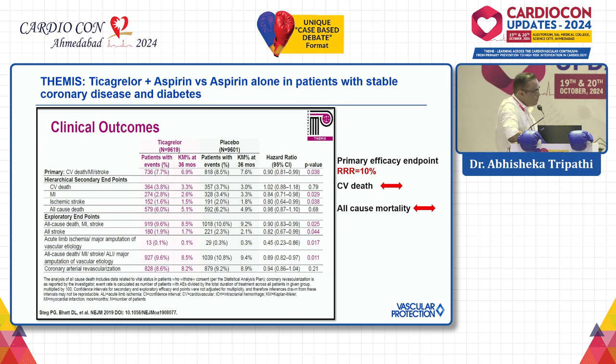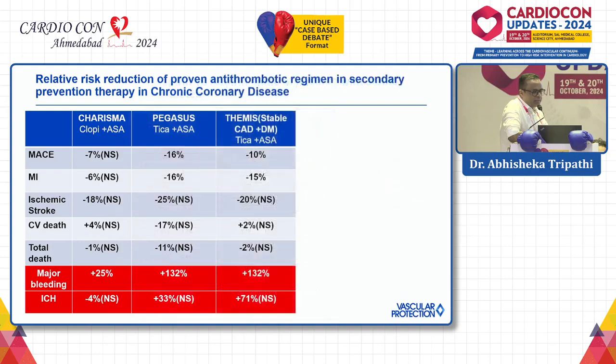You can see all the ischemic endpoints like MI and ischemic stroke are decreased, but for CV death there was no difference, and for all-cause mortality there was no difference. This is definitely because they are giving much more potent antiplatelets compared to aspirin alone, so the ischemic endpoints decreased, but all-cause mortality and CV death were not decreased, and the bleeding was higher in these patients. So, the relative risk reduction with different antithrombotic regimes.